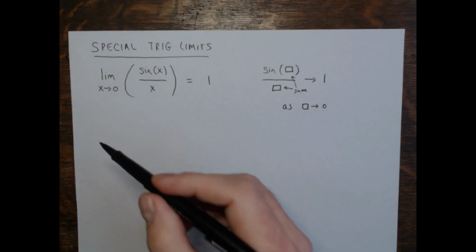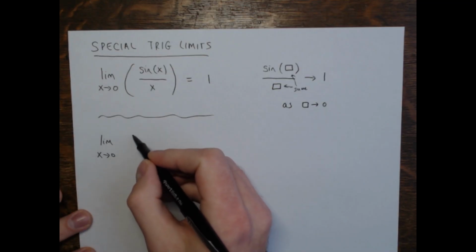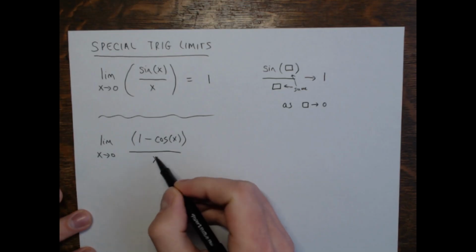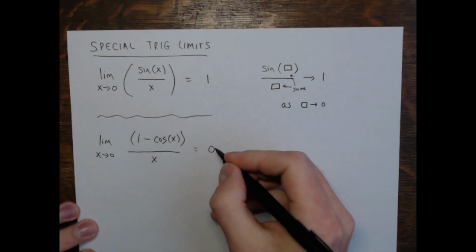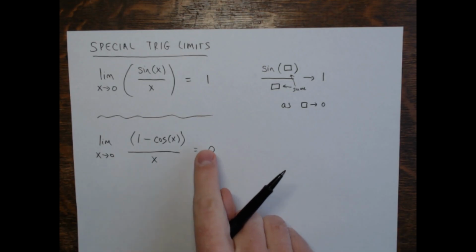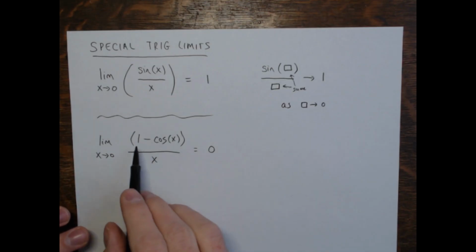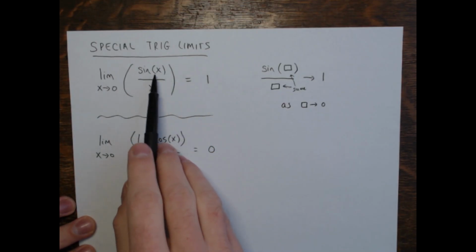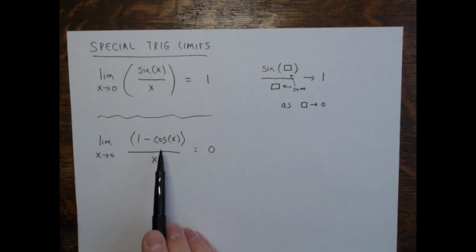And then the other special trig limit is the limit as x approaches 0 of 1 minus the cosine of x divided by x. This limit is 0. Actually, not the other way around, right? The other way around would be probably some kind of infinity. So it's got to be this way. This one, the reciprocal of 1 is 1, so you flip these, it's still 1. Yeah, the 0 doesn't have a good reciprocal. So don't flip these. Don't flip.